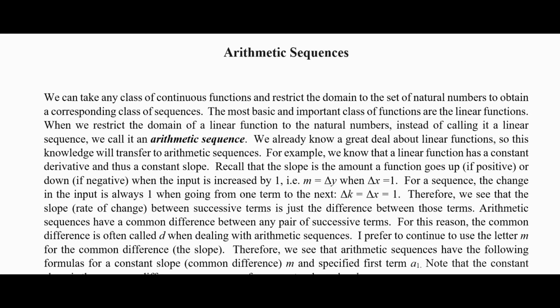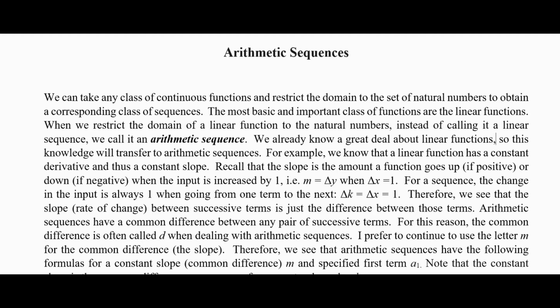For example, we know that a linear function has a constant derivative and thus a constant slope. Recall that the slope is the amount a function goes up, if positive, or down, if negative, when the input is increased by 1. In other words, the slope is delta y when delta x is 1. For a sequence, the change in the input is always 1 when going from one term to the next. Delta k or delta x is always 1, at least if you're going from one term to the next. Therefore, we see that the slope or rate of change between successive terms is just the difference between those terms. So arithmetic sequences have a common difference between any pair of terms.